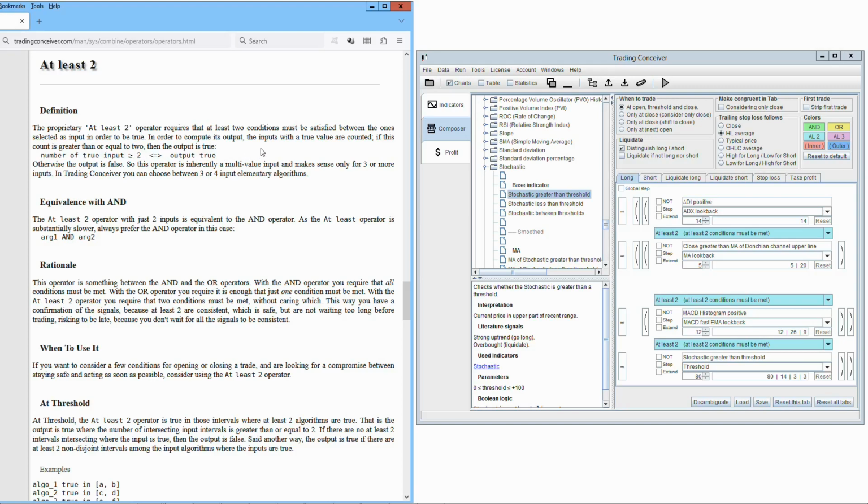So this operator is inherently a multi-value input and makes sense only for 3 or more inputs. In Trading Conceiver you can choose between 3 or 4 input elementary algorithms. The at-least-2 operator with just 2 inputs is equivalent to the AND operator. As the at-least operator is substantially slower, always prefer the AND operator in this case, argument 1 and argument 2.